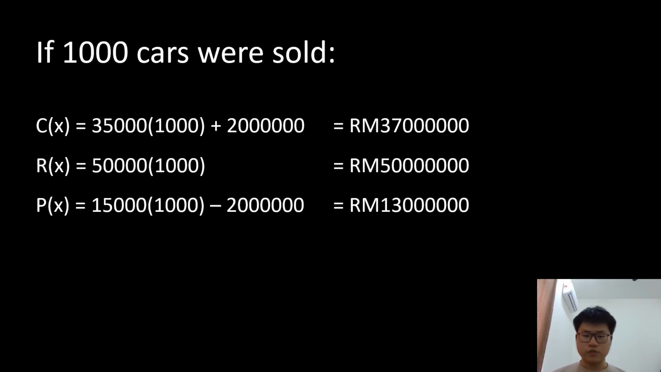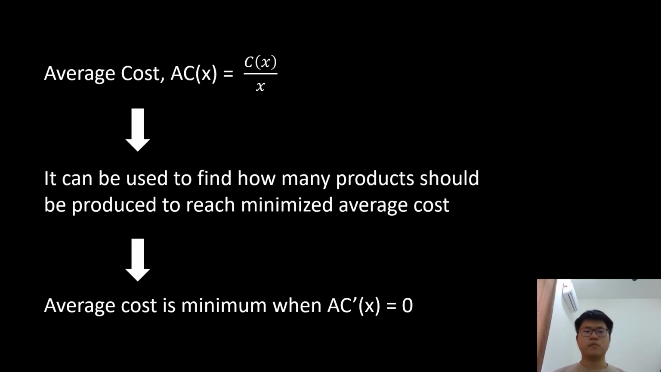If in the same situation I sell 1,000 cars, I substitute the number into the equations we have just now, and I can find out that the cost will be 37 million, the revenue will be 50 million, and the profit I gained will be 13 million for selling 1,000 cars.